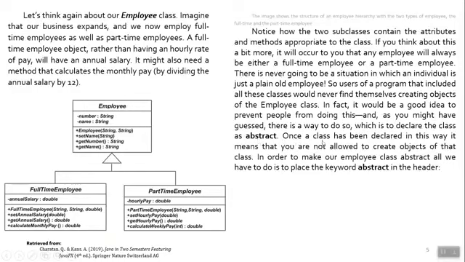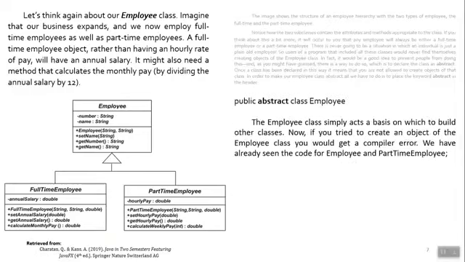Once a class has been declared in this way, you're not allowed to create objects of that class. In order to make our employee class abstract, all we have to do is place the keyword abstract in the header, just like this: public abstract class Employee. The employee class simply acts as a basis on which to build other classes. Now if you try to create an object of the employee class, you would get a compiler error.